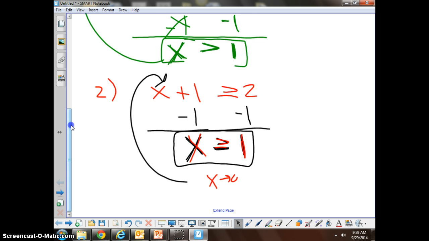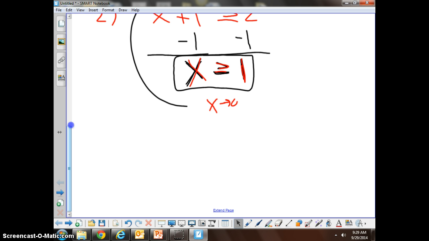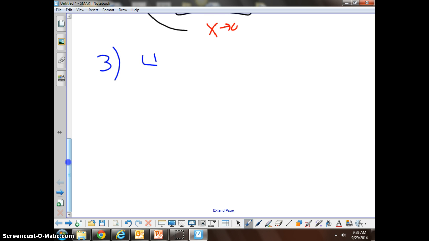Last item then, we are going to show the solution set, or all of the possible answers, by drawing a number line. So if I give you another problem, let's do, oh for fun, 4 minus x is less than or equal to 3. I'm sorry, let's not do that one. Let's do x minus 4 is less than or equal to 3.